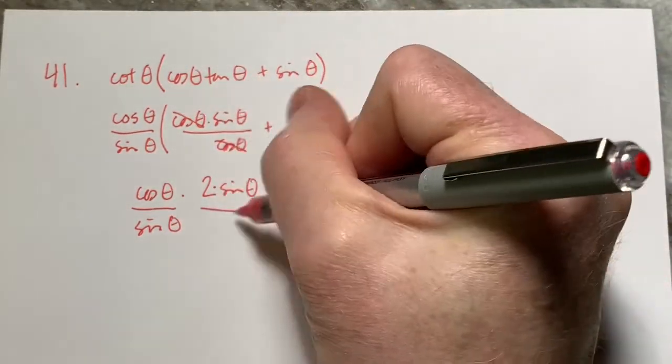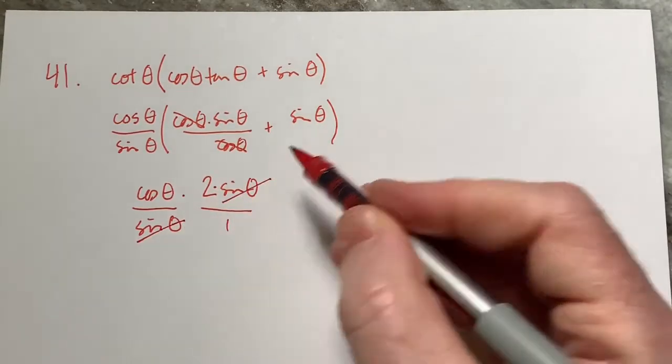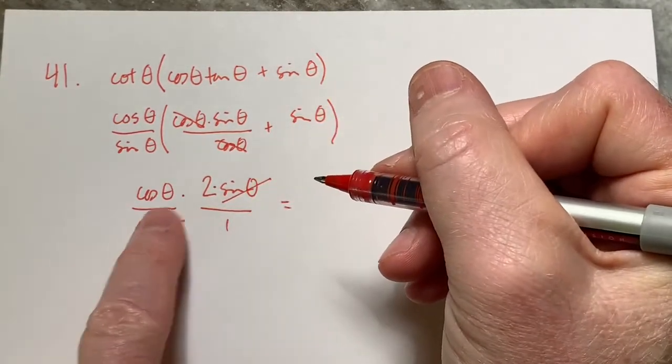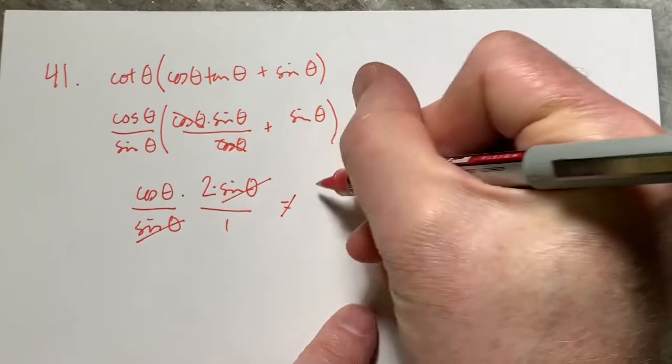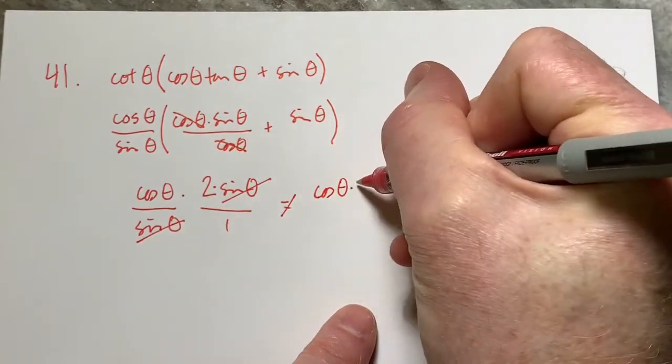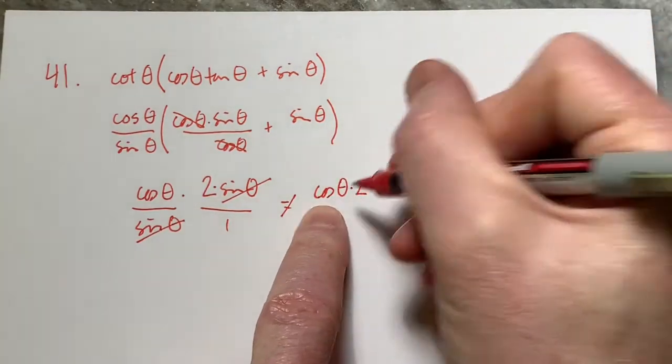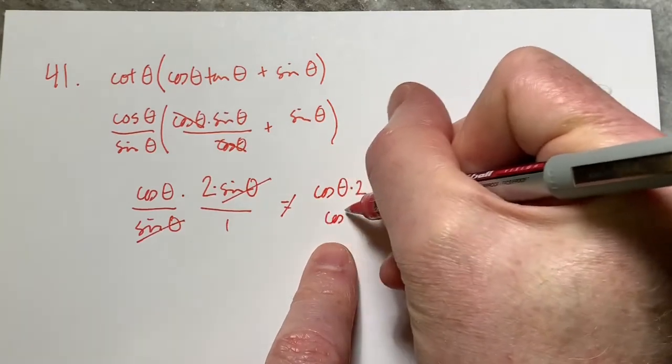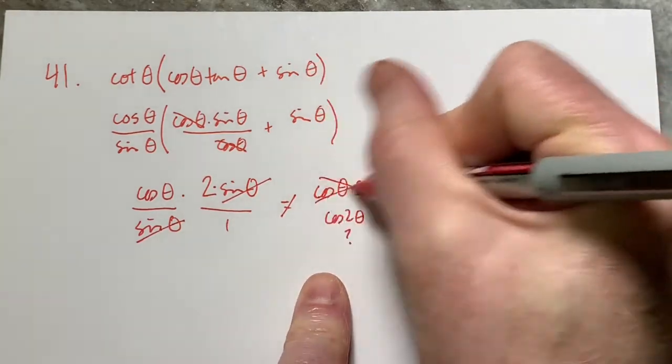Well, again, these are like fractions. I can cancel the sine thetas out, and I'm left with cosine theta times 2. Now, nobody writes cosine theta times 2. Nobody does that because people start thinking, oh, does that mean cosine of 2 theta? Don't do either of those.